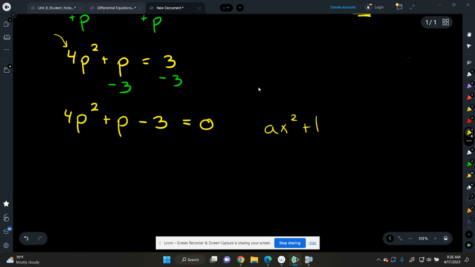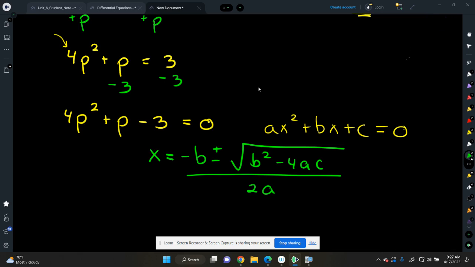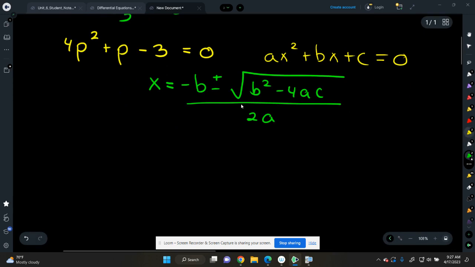Ax squared plus bx plus c equals 0. Okay, what's the quadratic formula? X equals negative b plus or minus the square root of b squared minus 4ac all over 2a. There you go.